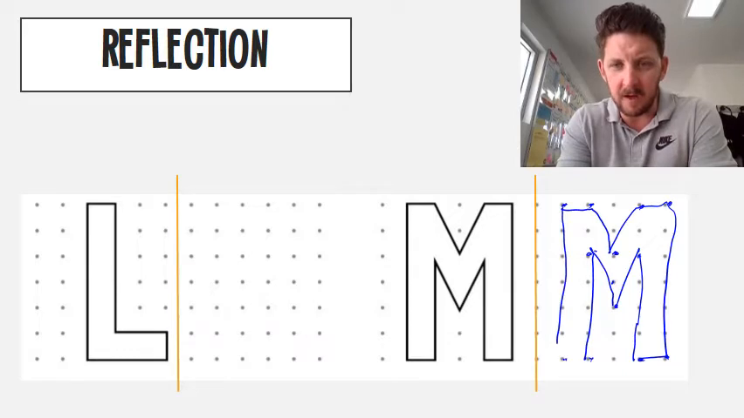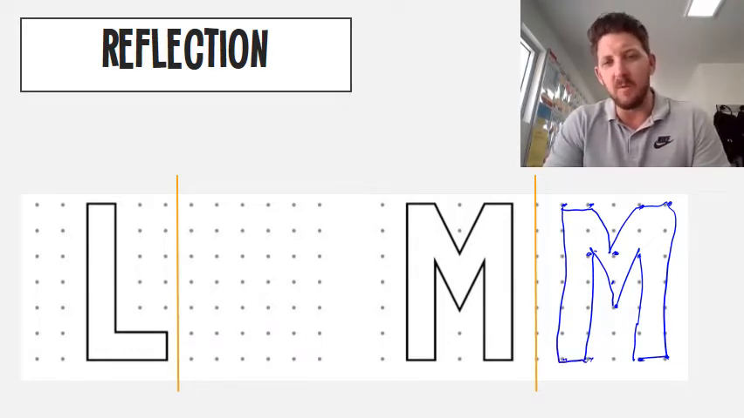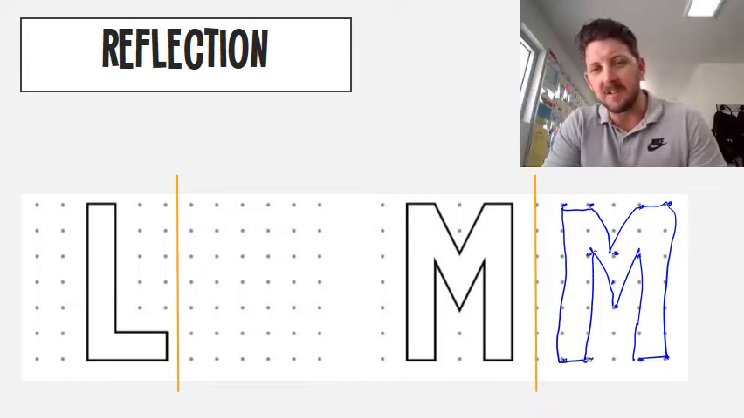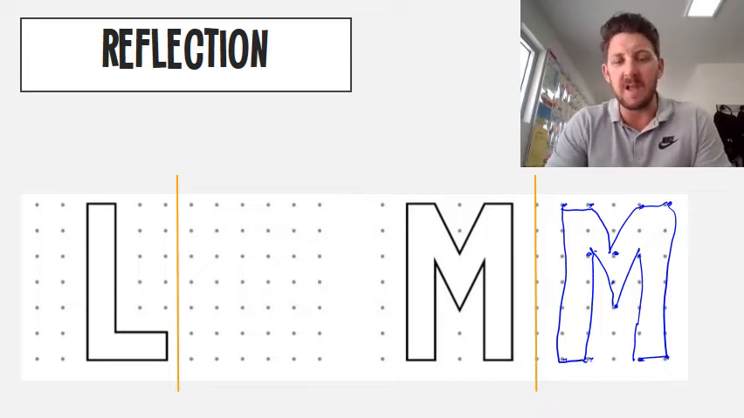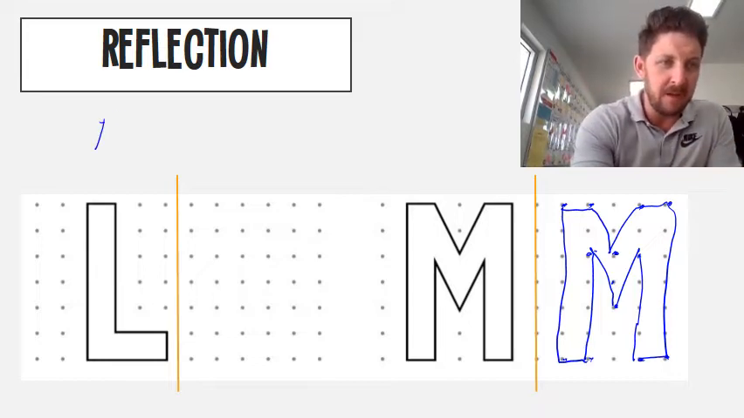Like I said, I can't use a ruler on this software, but you can see that even with my untidiness, the reflection, the shape is exactly the same, but has been flipped over that line. So I'm going to write that up there again. It has been flipped.